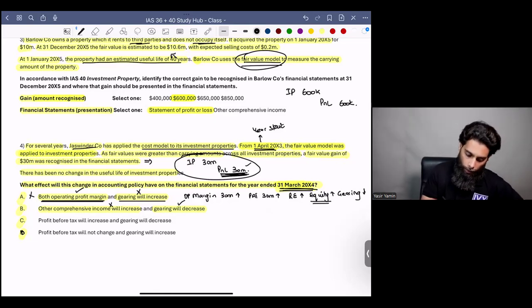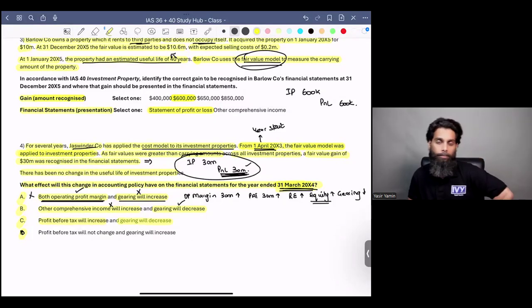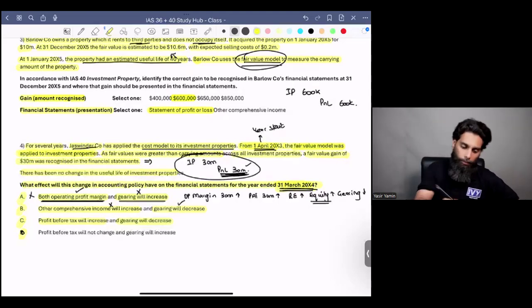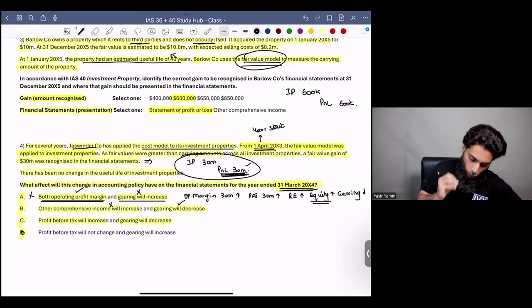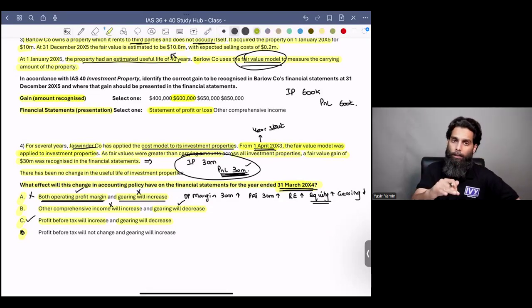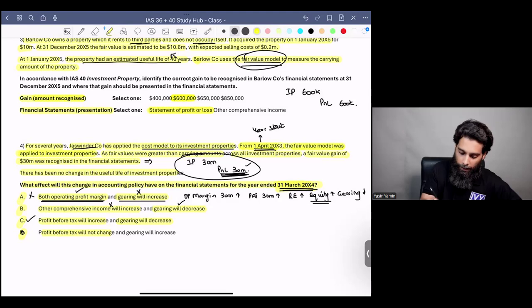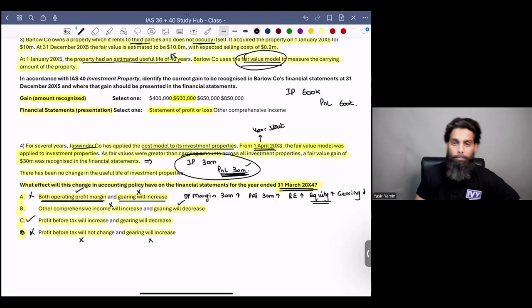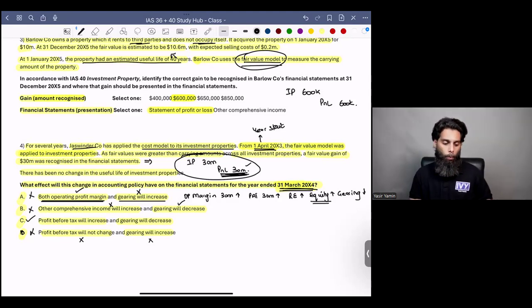Very good. Profit before tax will increase and gearing will decrease. Does this seem correct to you? Very good. It should be correct. We'll read the last one just for the sake of formality. Profit before tax will not change and gearing will increase. Definitely. Both are wrong points. This cannot be the option. Make sense? So is everybody clear why C is the correct answer? I hope you are. Very good. Let's move on.